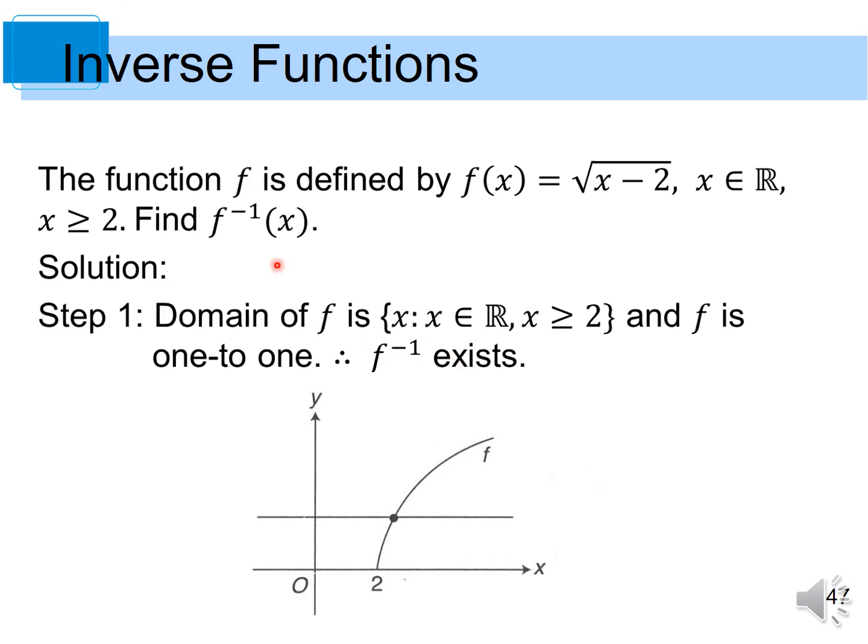In this example, the function f is defined by f(x) equal to the square root of x minus 2, where x is greater than or equal to 2. Find the inverse function. Since the domain is given, x greater than or equal to 2, and you can sketch the graph, you observe that f is one-to-one. You can apply the vertical line test. There is only one intersection.